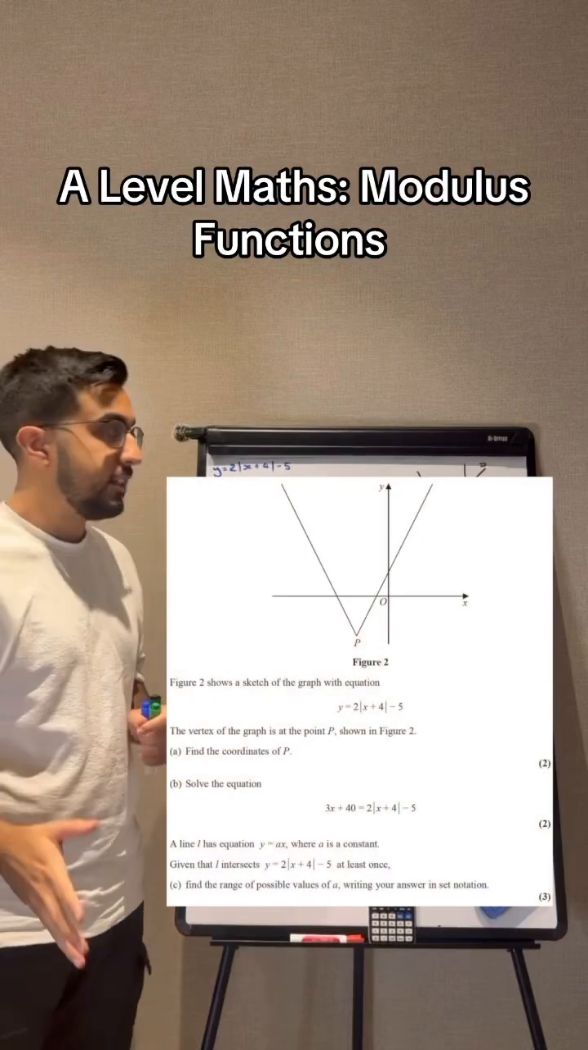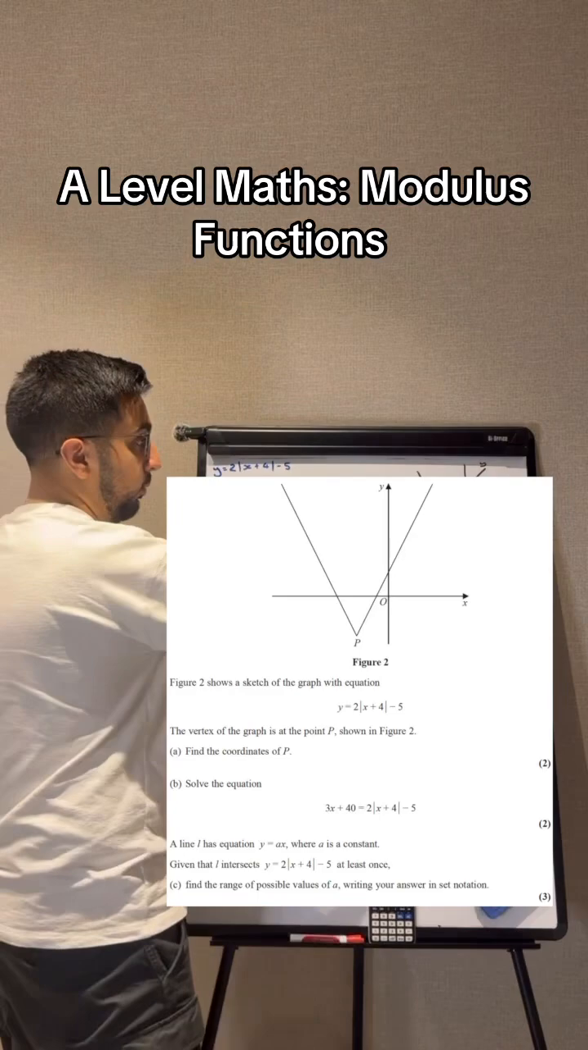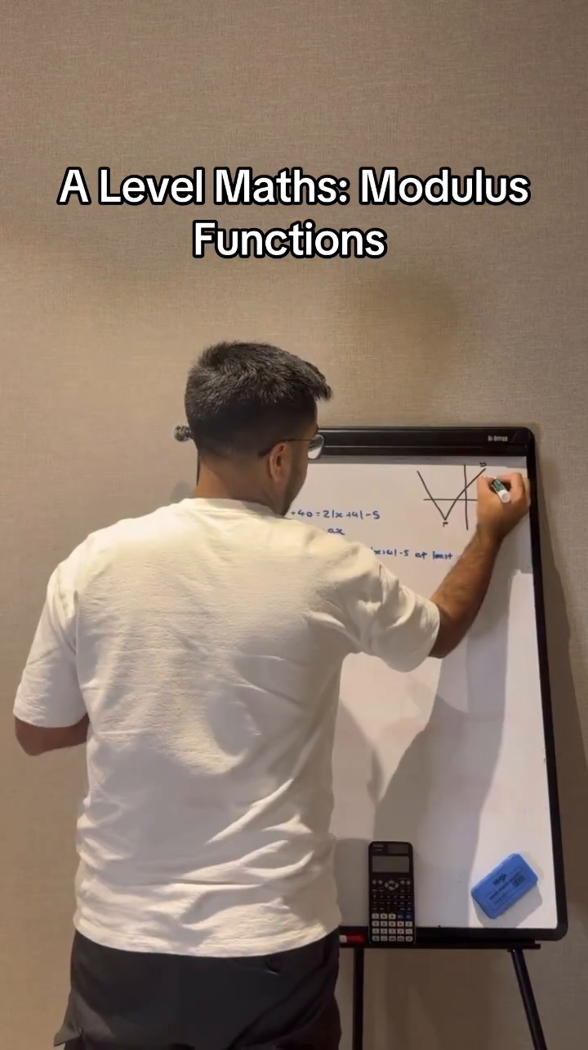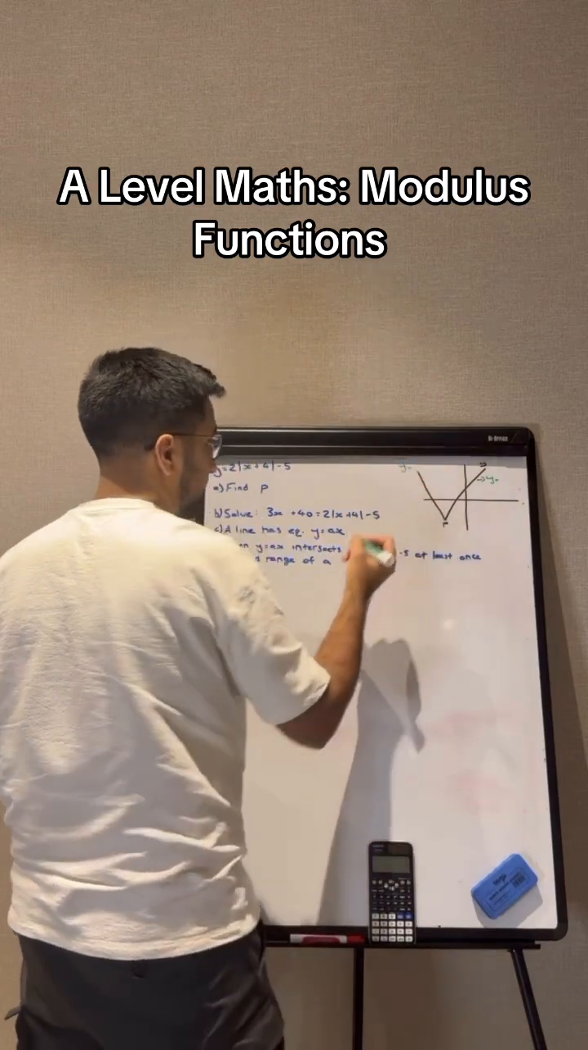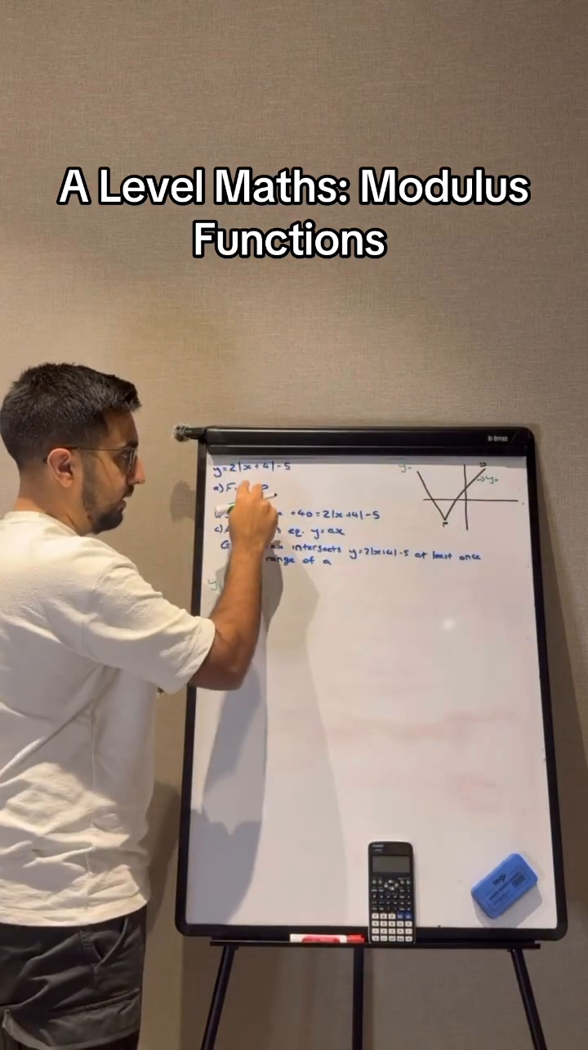Did your teacher not explain how modulus functions work? Well, here's the very simple breakdown. We have two lines. And the way I think about it is this is y positive and this is y negative. So why do I label it this? Because all we're going to do to the modulus function is deduce that.